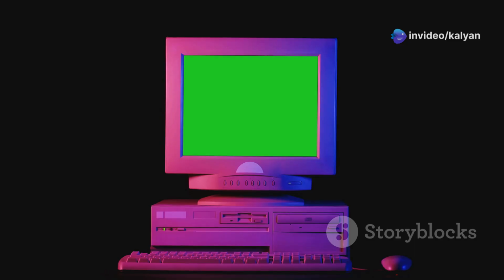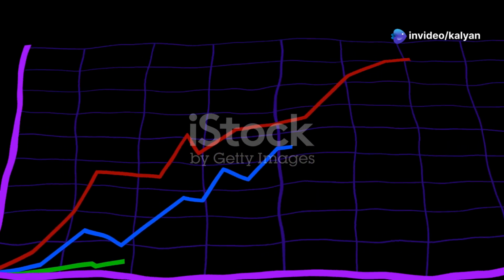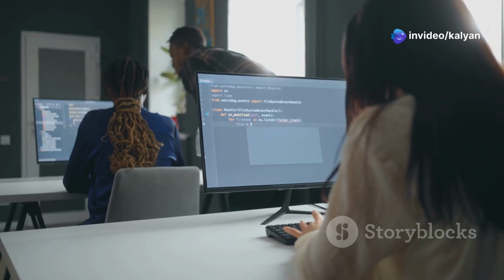Let's kick things off with a bit of history. Vue.js was created by Evan You back in 2014. Since then, it's skyrocketed in popularity thanks to its simplicity, flexibility, and robust ecosystem. So what makes Vue.js so special?